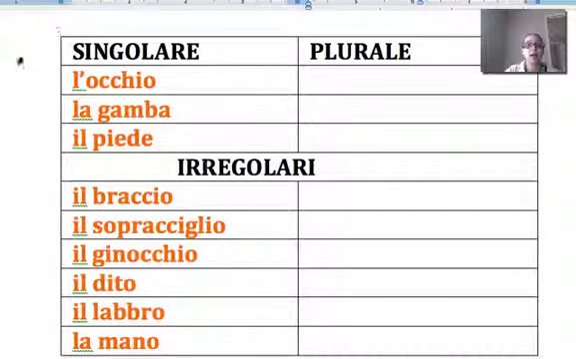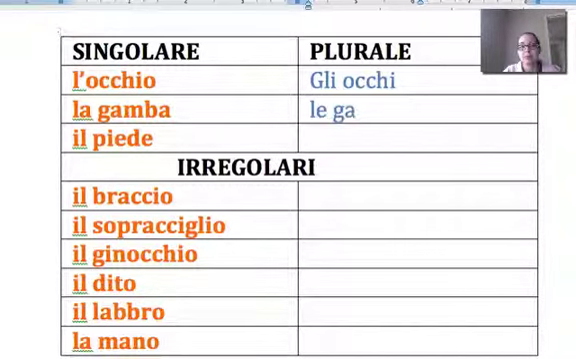First, I need to make the article a plural. Now I need to consider two things. One, that we're looking at a masculine noun, and it's L apostrophe. So with L apostrophe, when it becomes a plural, remember that I have two options. I either have le or li. Being masculine, I have to go with li. So it becomes li. And with the last letter, remember O becomes I. So gli occhi.